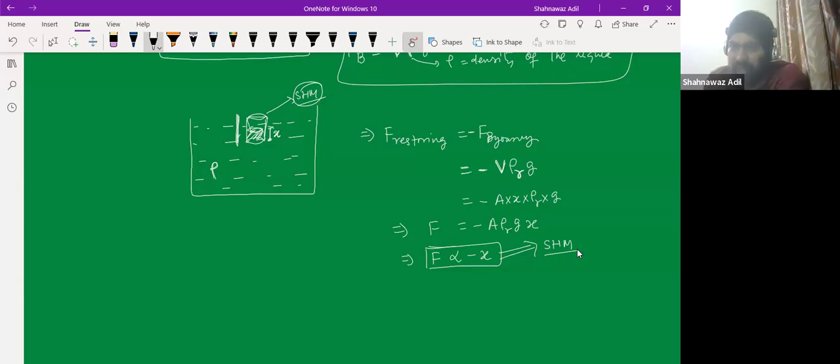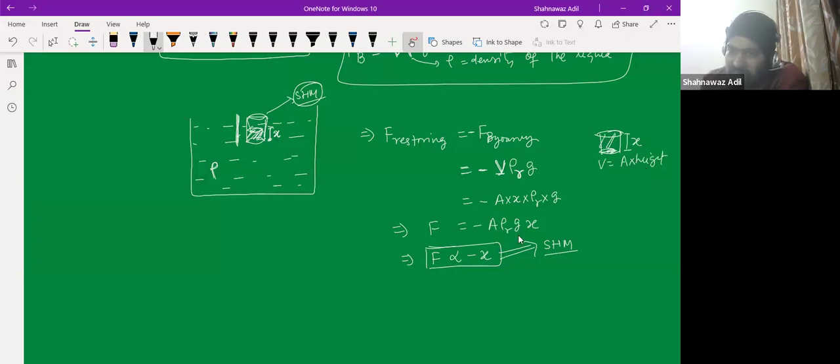Right, and volume, we have to know how much the volume is. Volume immersed would be the base area into the height. So this height is x. So volume is area into height, and this height is the height that you have immersed.